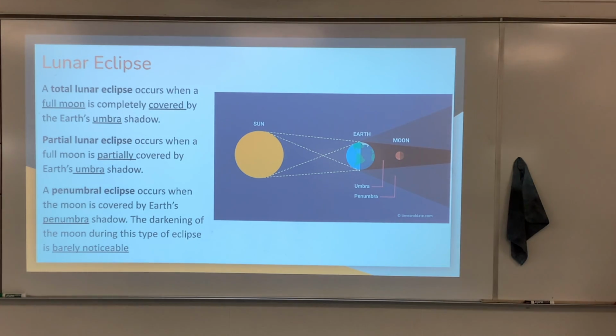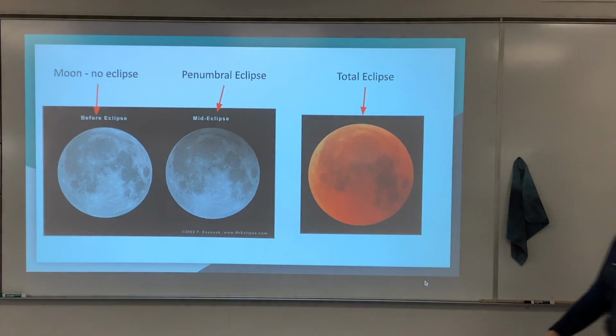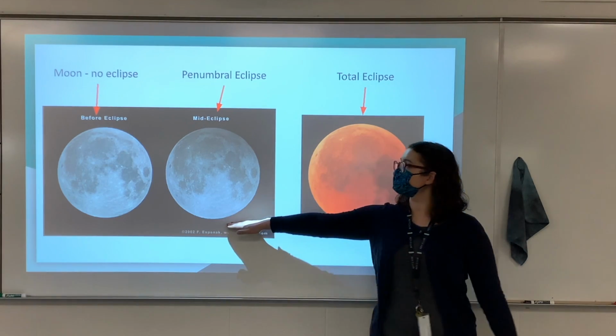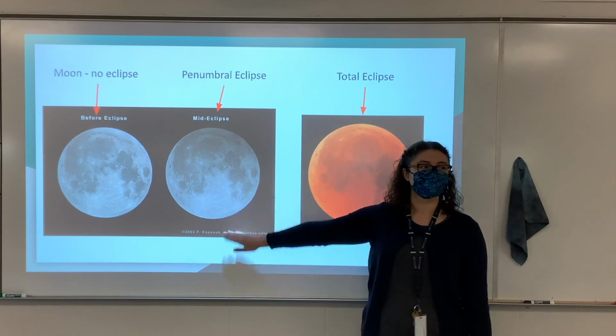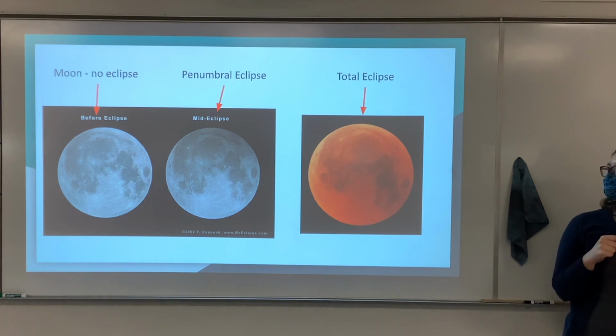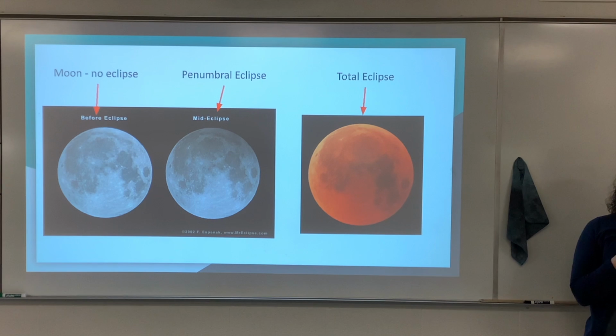Now, penumbral eclipses are typically only interesting to scientists because the amount of darkening that occurs on the moon during a penumbral eclipse is so incredibly slight that most people will not even notice a difference. And I'll show you a picture of that. So here on the left, this is the moon, just normal, no eclipse going on. This right here is a penumbral eclipse. The difference is so slight that I feel like I wouldn't notice, personally. I'd have to be looking at the moon a lot more often than I am now to notice the difference.